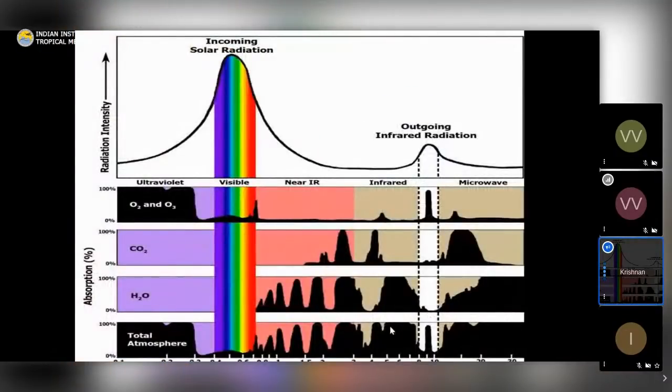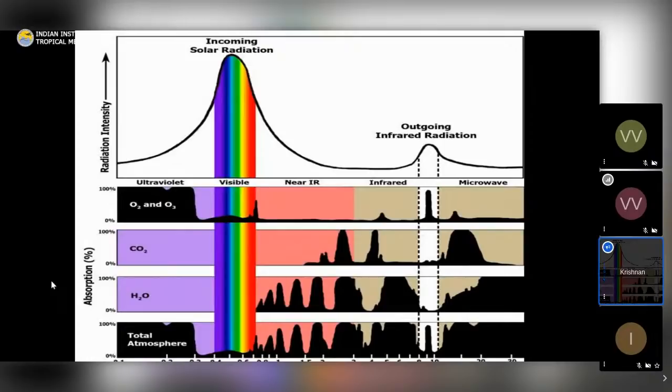And when we look at the spectrum of the radiation, basically when you look at the radiation intensity at different wavelengths, we have the maximum incoming solar radiation in the visible, at 0.4 to 0.8 microns. The outgoing radiation is mostly in the infrared. And when we look at the absorption of both the incoming and the outgoing, you see that for the incoming radiation, mostly the absorption is in the ultraviolet by ozone in the stratosphere. There is very little absorption in the troposphere.